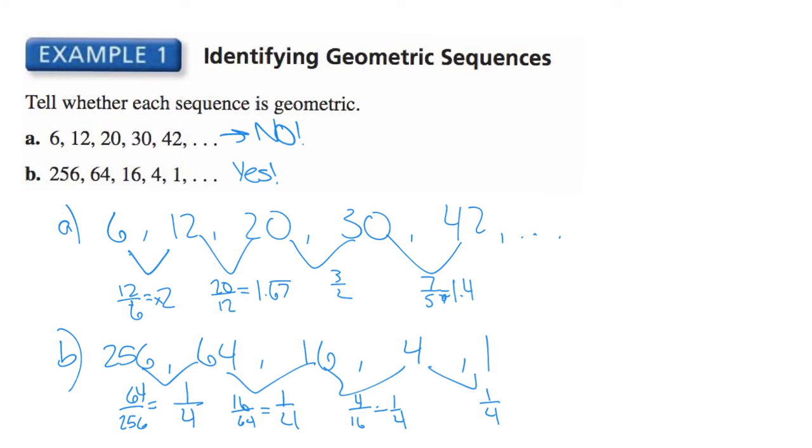It's being multiplied by the same value each time. That is a constant growth. Actually, it's a constant shrink in this case. It's 1/4.